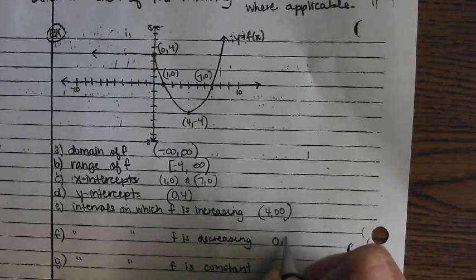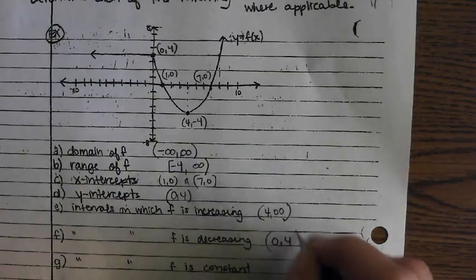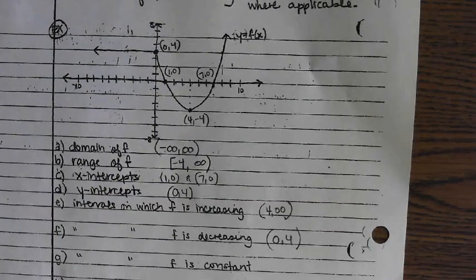0 to 4, parentheses, brackets. Anybody disagree? Good. Constant. Sarah. Negative infinity to 0.